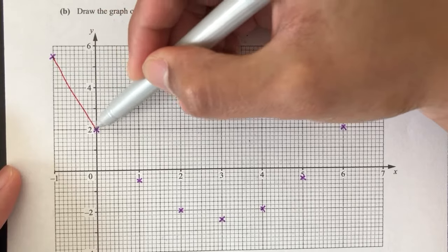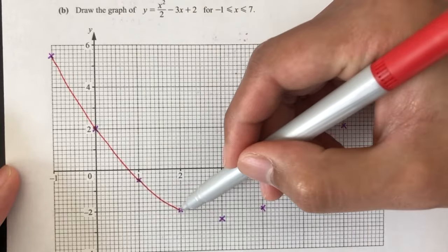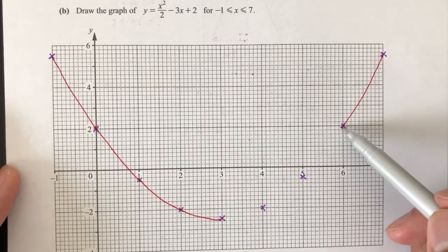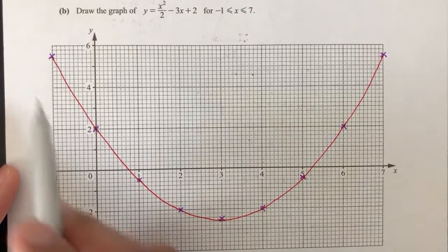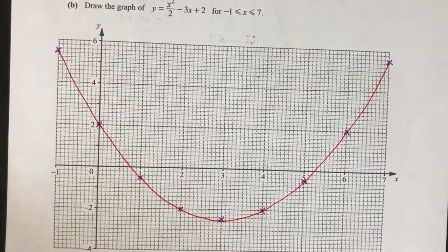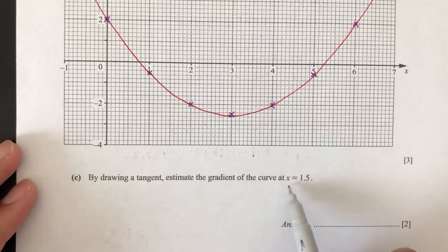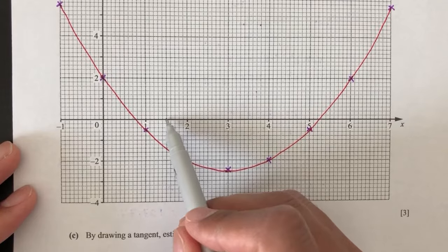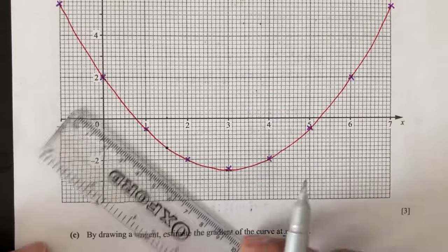So I'll join this to this. Okay, this is my curve for this equation. Now question part C, it says that by drawing a tangent, estimate the gradient of the curve at this point, x equal to 1.5. Where is that? 1.5 is here. So this is the point. So we have to draw a tangent at this point.